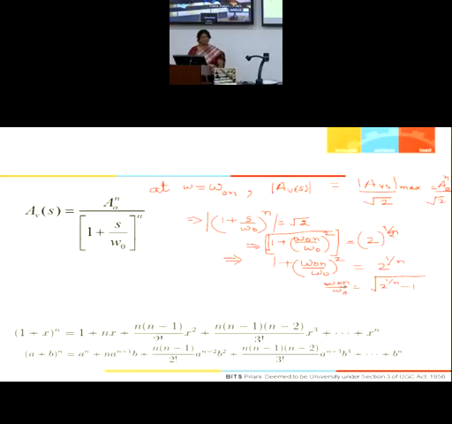So this is omega naught for n series cascade, which will be omega naught times root of 2 to the power 1 by n minus 1. So I have got the 3 dB frequency for n series cascade. Naturally my tau will be the inverse of that. Okay, so if I have got omega naught, I can find this expression.